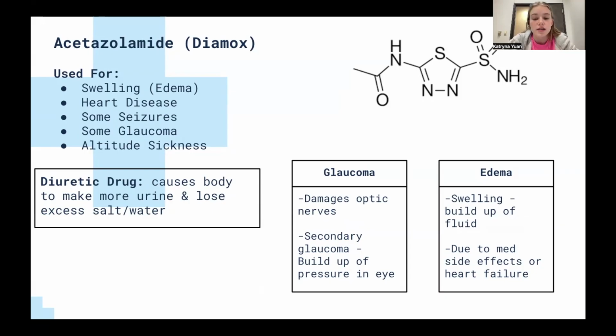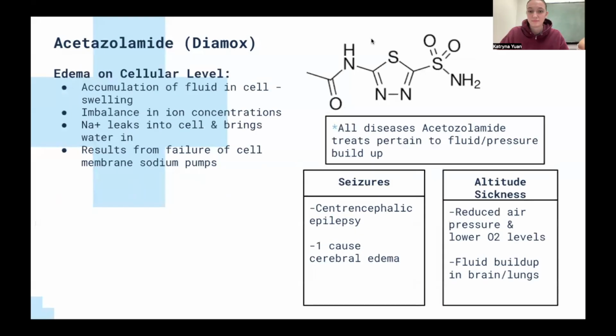So glaucoma damages the optic nerves, and secondary glaucoma is also present where there's a buildup of pressure in the eye. And for edema, there's swelling and buildup of fluid, which is due to medical side effects and heart failure. Acetazolamide is also used to treat seizures, some of which are caused by cerebral edema, and altitude sickness, which has symptoms including fluid buildup in the lungs and/or brain.